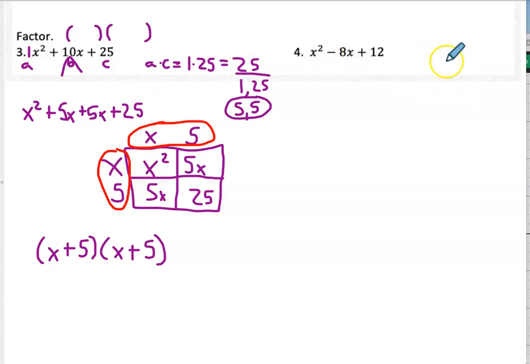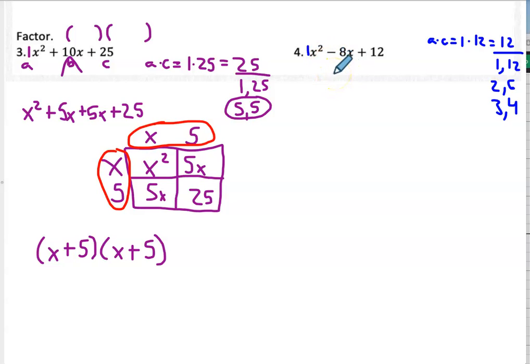Okay, so first step is to look at a times c. Here a is 1, because it's 1x squared. C is the constant, or 12 in this case. So 1 times 12 is, of course, 12. So then I'm thinking about my factors of 12. There's 1 and 12, 2 and 6, and 3 and 4, and that's it. So you don't always have to list them all out. Sometimes you might recognize right away what you need.